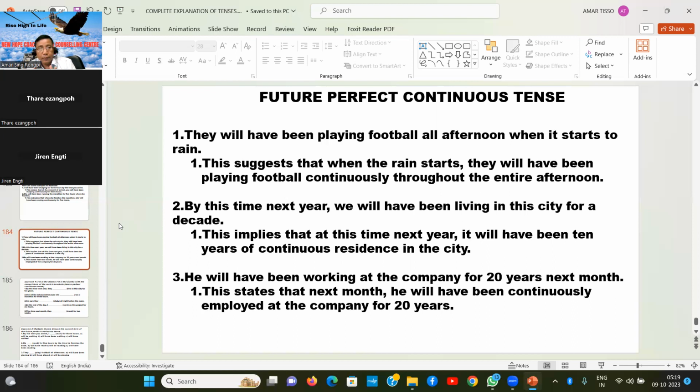That is a period of 100 years. So by this time next year, we will have been living in the city for a decade.